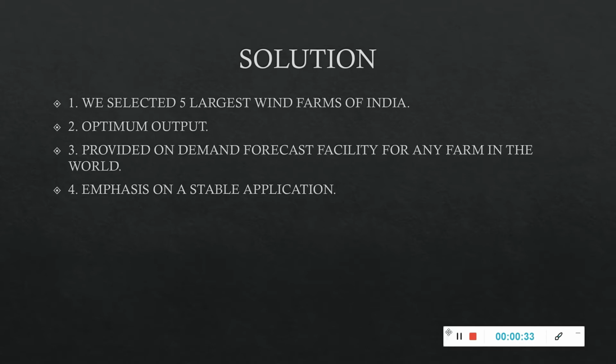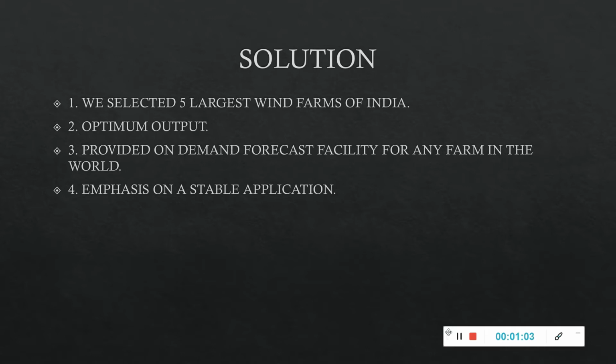Although we have only focused on the 5 largest wind farms of India, we have also provided an on-demand forecast facility for any farm in the world. But for that, we need some hardware-specific details like length of the blade, the power coefficient, and other hardware details. So if those details are made available for us, we can produce a forecast of those wind farms as well. But providing this as a live feature on the application was very difficult for us because we didn't have access to those hardware details.